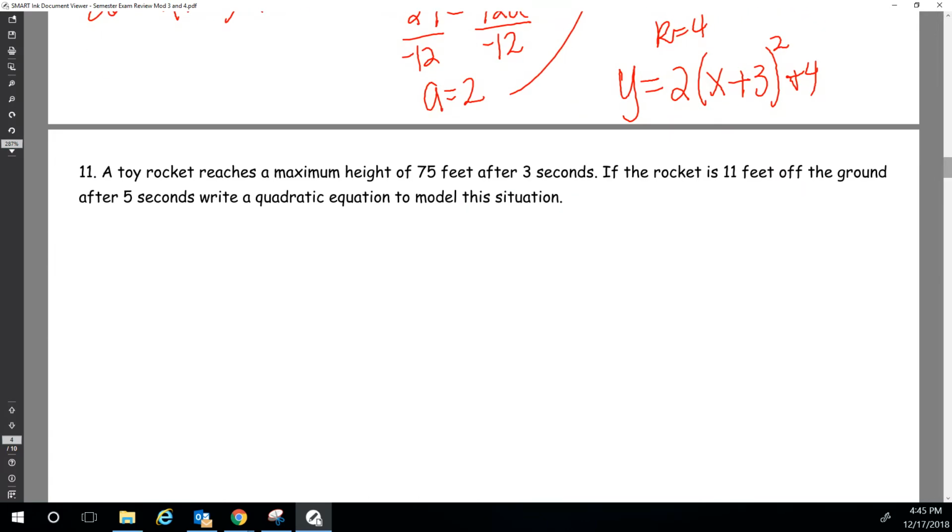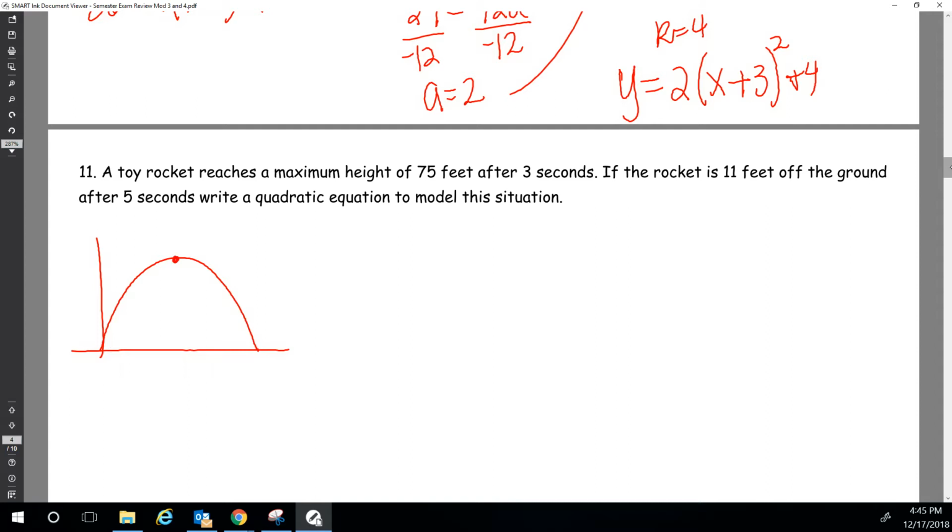All right, let's see if we can do one more. A toy rocket reaches a maximum height of 75 feet after 3 seconds. If the rocket is 11 feet off the ground after 5 seconds, write a quadratic equation for this model. So here we go. I'm going to put it on the first quadrant here. I don't know where it's starting just yet.